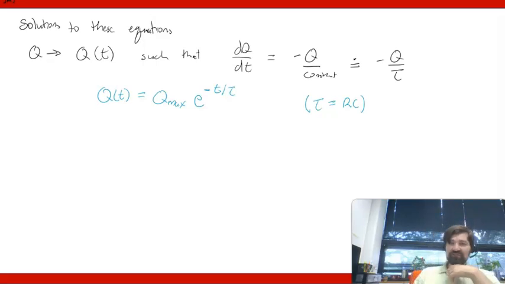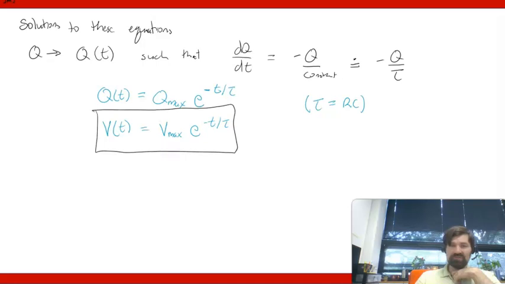If you were to divide everything here by capacitance, what you would end up getting is V of t is equal to some maximum voltage e to the negative t over tau. And so that is the discharging equation. And in fact, I say maximum, really a better answer here is initial. So this is for a discharging, this is position 0 discharging.